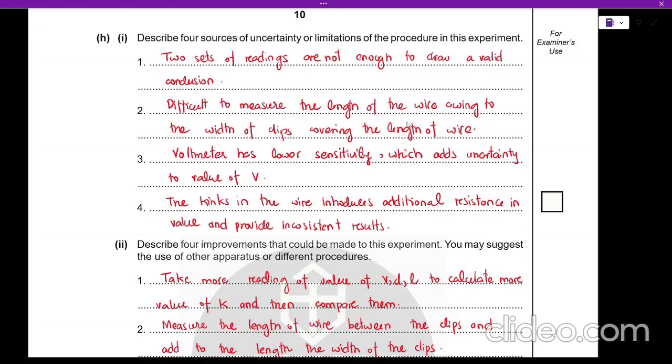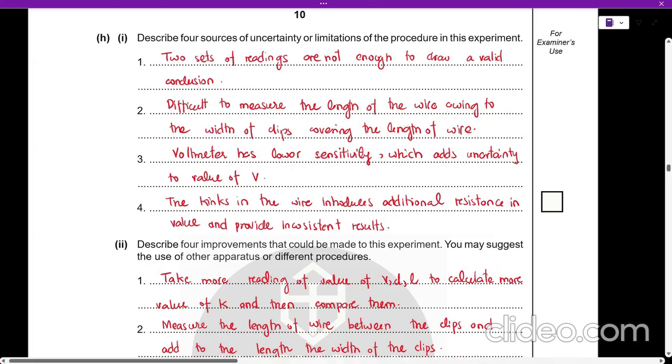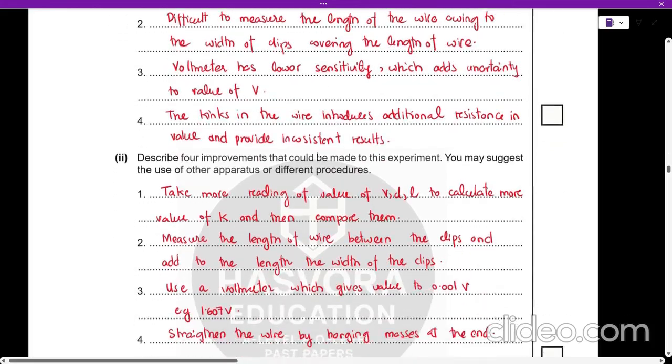The other point that I also emphasized in the beginning was that it is difficult to measure the length of the wire owing to the width of the clips covering the length of the wire. The third limitation could be that the voltmeter has a lower sensitivity, which adds uncertainty to the value of V. And the fourth one, the kinks in the wire introduce additional resistance and provide inconsistent results.